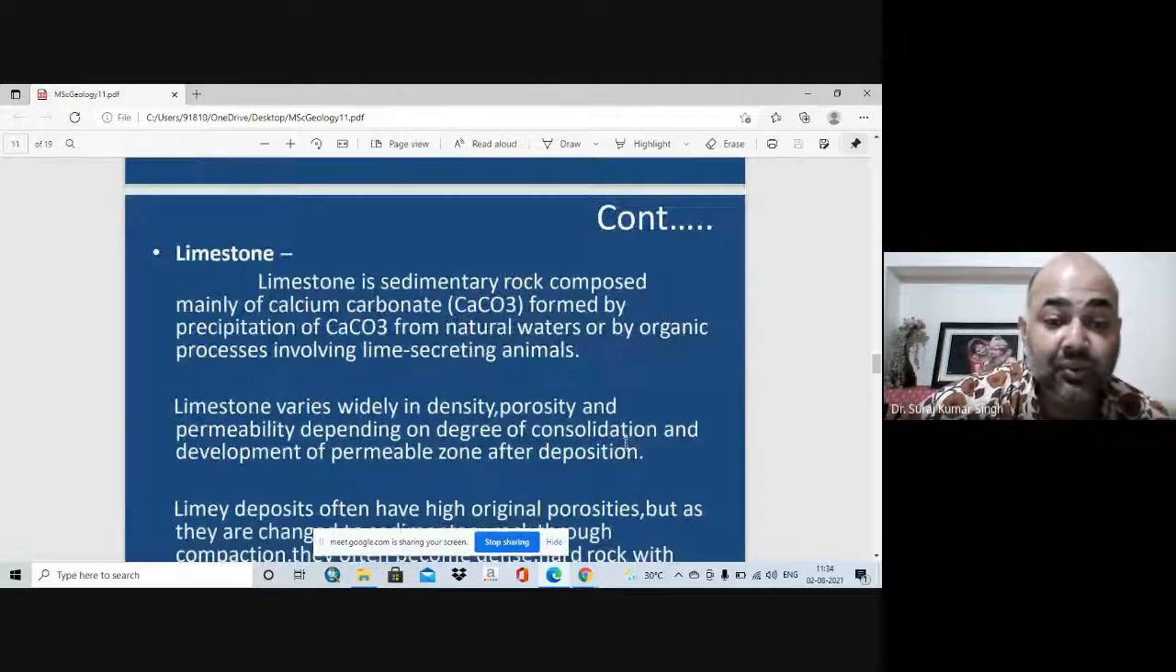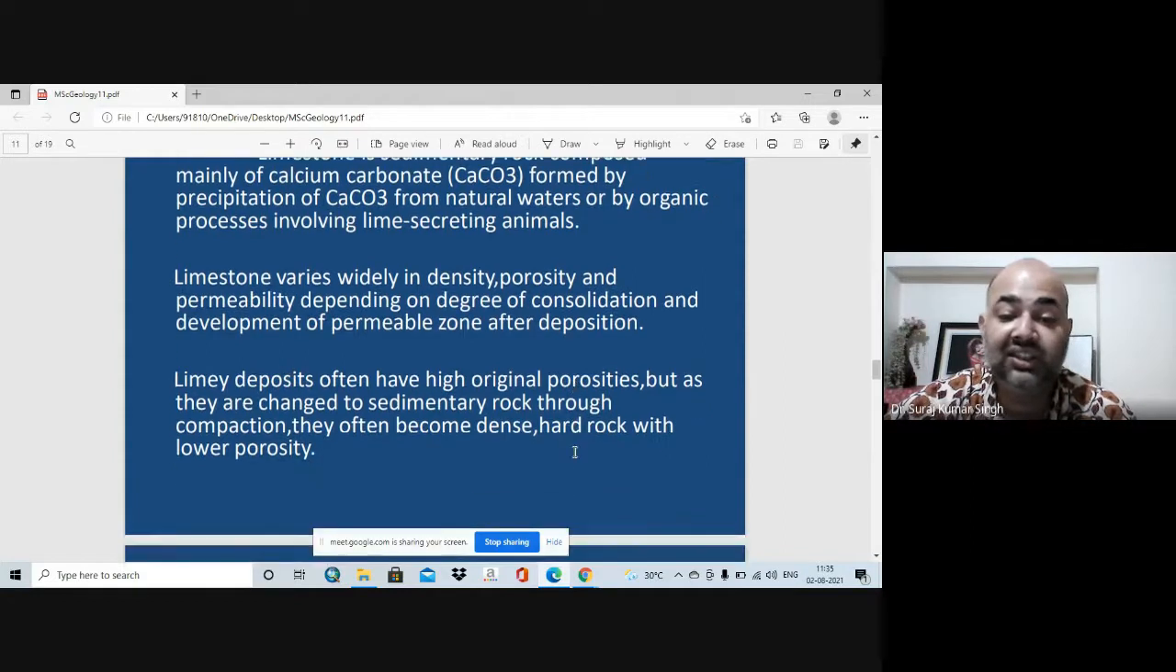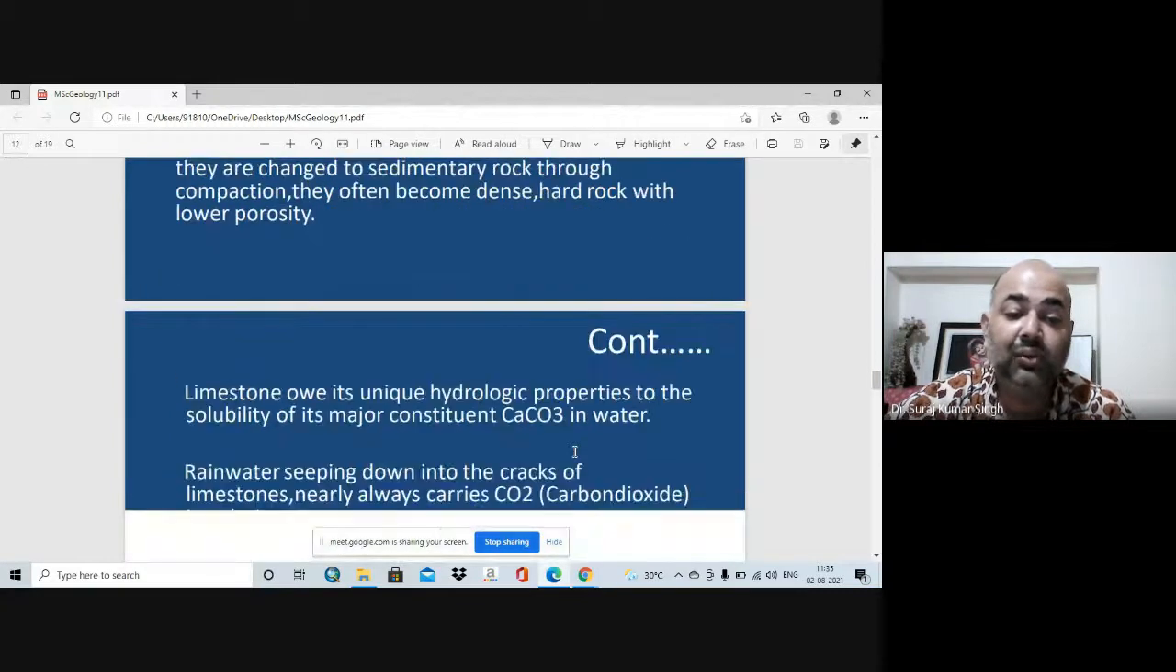Then you have limestone. Limestone is a sedimentary rock consisting mainly of calcium carbonate, formed by the precipitation of CaCO3 from natural waters or by organic processes involving lime-excreting animals. So limestone varies widely in density, porosity, and permeability depending on the degree of consolidation and development of permeable zones after deposition. Limy deposits often have high original porosities, but as they are changed into sedimentary rock through compaction, they often become dense, hard rock with lower porosity.